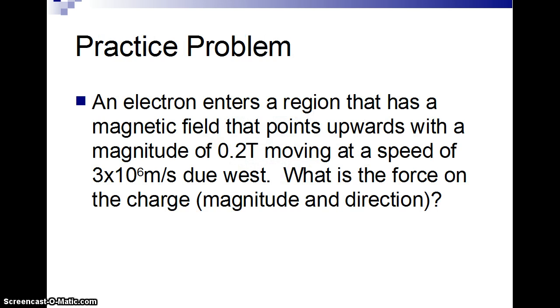And there's a practice problem I'd like you guys to attempt. An electron goes to a region that has a magnetic field that points up with a magnitude of 0.2 Tesla, and it moves at a speed of 3 × 10⁶ meters per second due west. I want you guys to see if you can figure out what is the force on that charge, magnitude and direction. All right, thanks a lot.